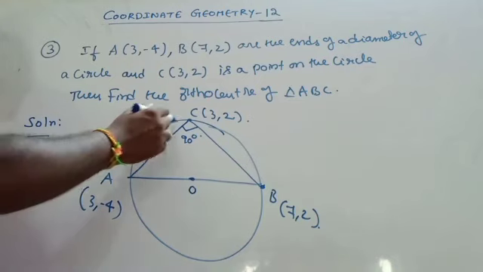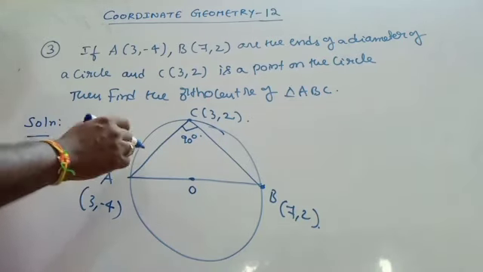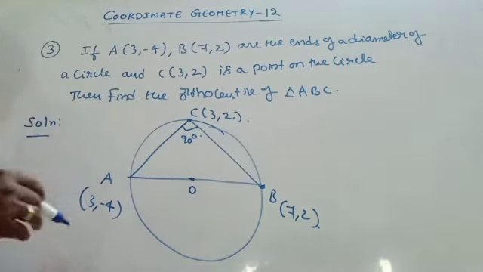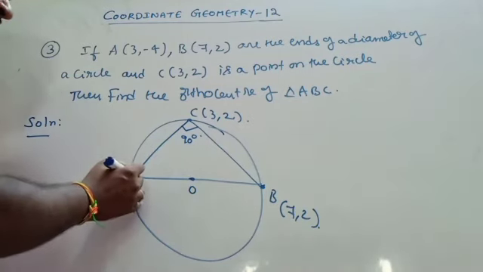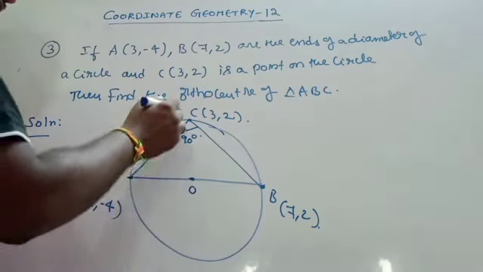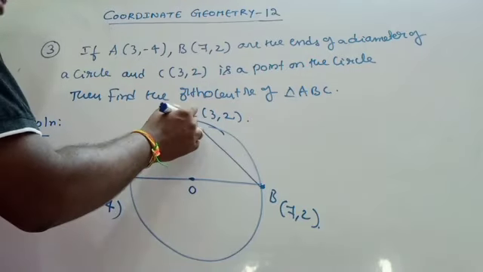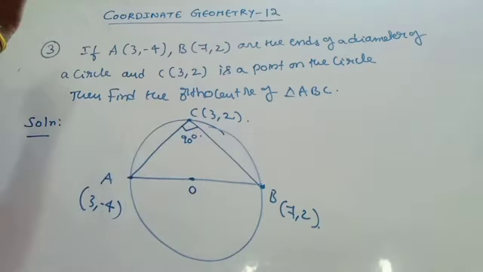That's why now angle ACB is a right angle triangle, right angle at angle C, that is 90 degrees. That means it is a right angle triangle. We studied already, we know that for any right angle triangle, the orthocenter is nothing but the vertex where the right angle is forming, right?